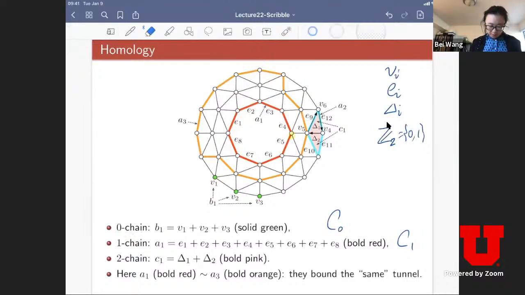And now the 2-chain, recall, is a linear combination of triangles. So I pick up the 2 triangles, which is triangle 1, or I call it delta if you want to, but triangle 1 and triangle 2, which are the pink, and the linear combination of them is the 2-chain. And the 2-chain usually has this notation, C of 2. This is an element in there, okay?